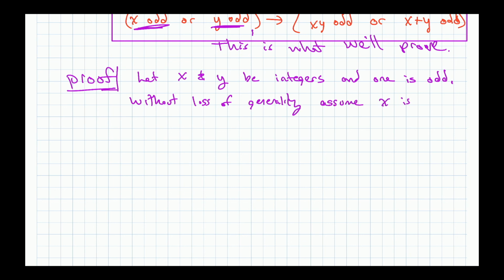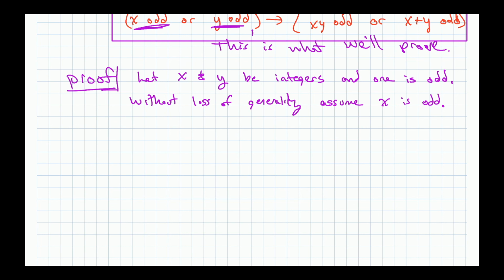assume x is odd, right? And that way we don't have to do one proof for x odd and one separate proof for y odd. We only have to do one of them. Okay? So let us go ahead and try to do this then.